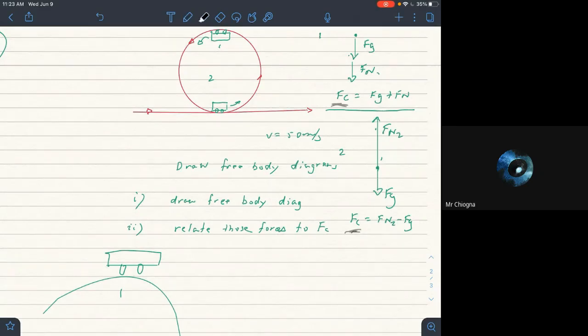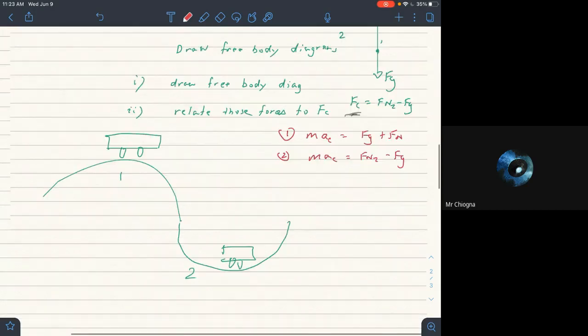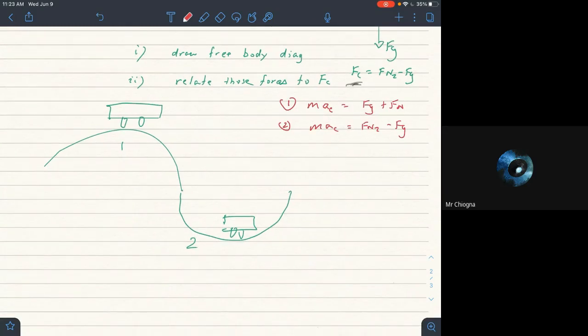What is Fc? It's just another type of net force. What's net force always equal to? Yeah. So we have, for above there, MAC is equal to FG plus FN. And for the bottom one, we have MAC is equal to FN2 minus FG. We have that. That should help you out. Those are your expressions you'd start off with for any sort of problem involving those scenarios.